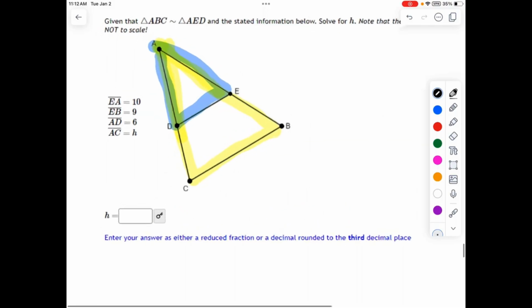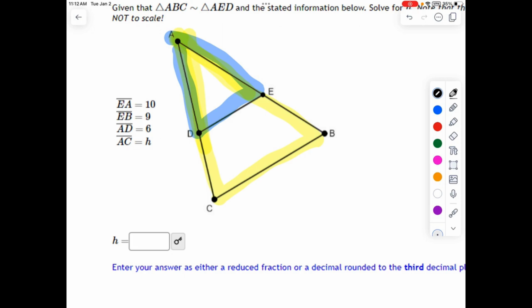Now, we're given all these side lengths, and we're asked to solve for h. From E to A, which is that length right there, we're told that is 10. E to B is 9. A to D is 6. And A to C, which is this whole length, is our variable, h.